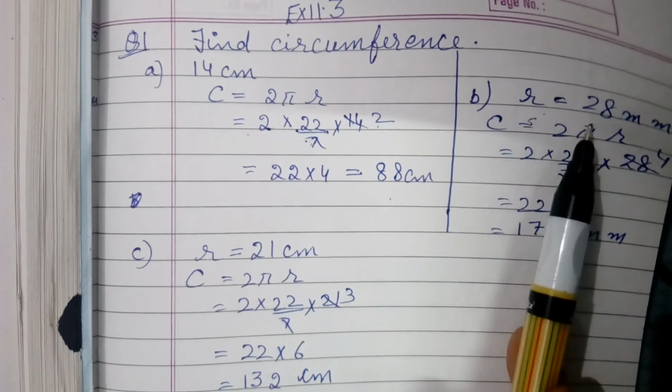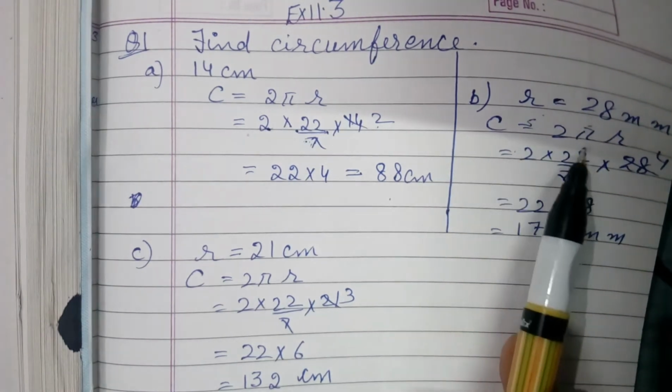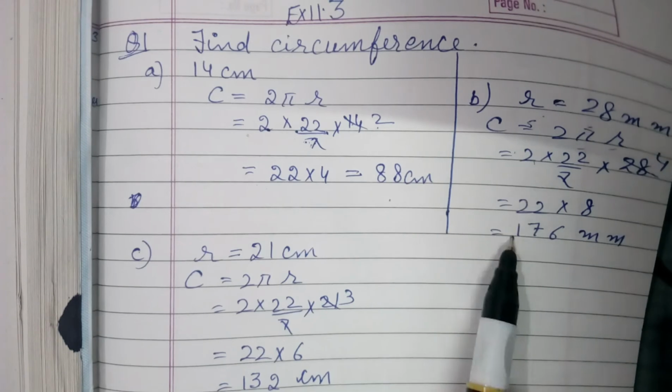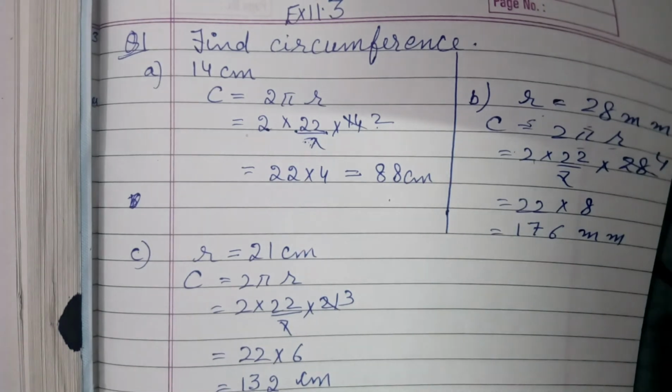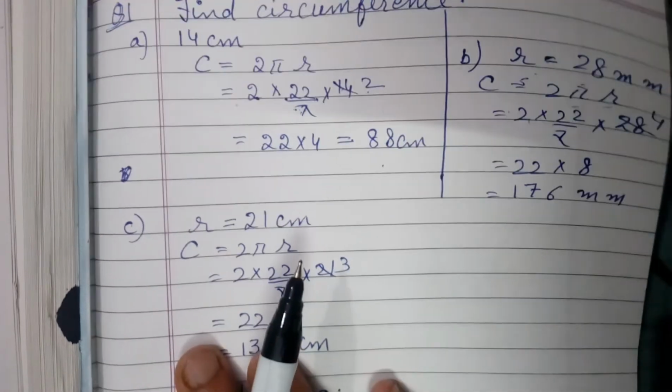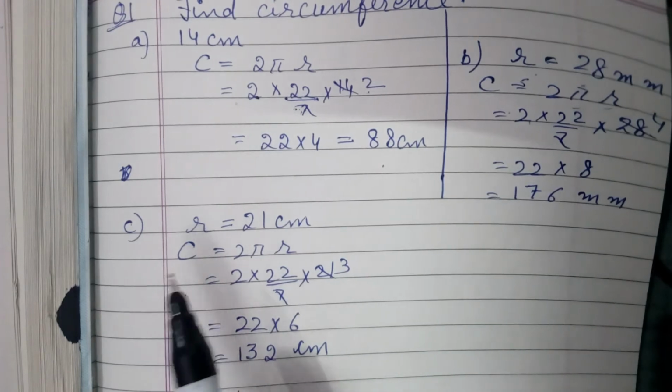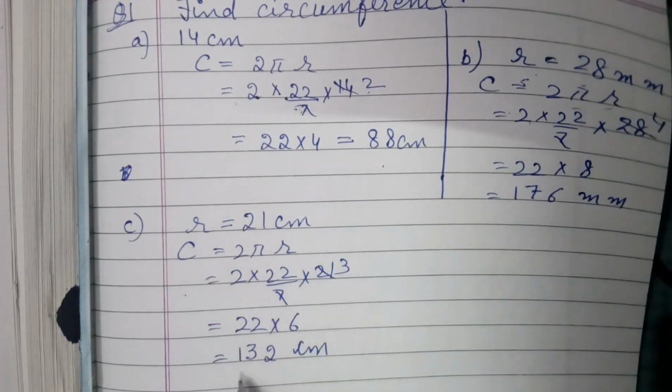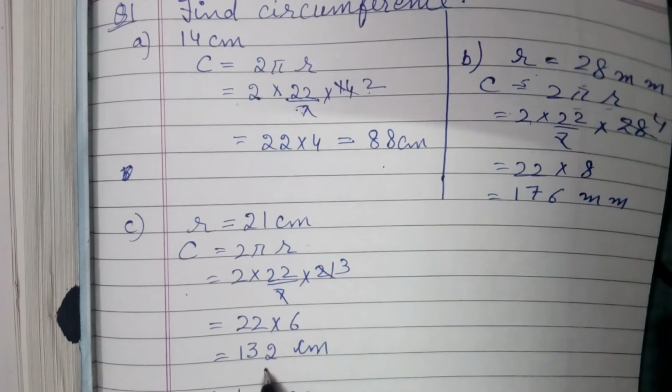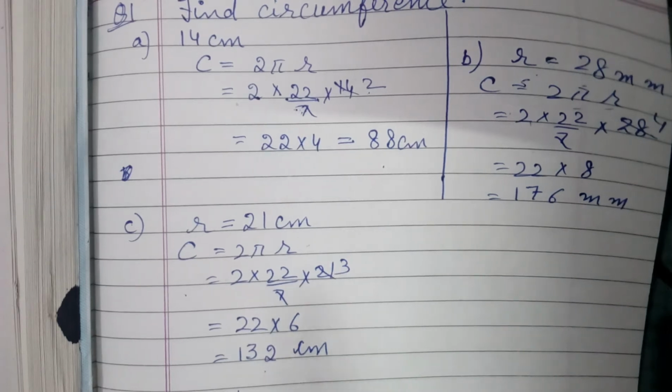Now next, r is given to be 28. Now same circumference 2 pi r, and on solving you will get circumference equal to 176 millimeter. Now radius is 21, and putting the values in the formula 2 pi r, your answer is 132 centimeter.